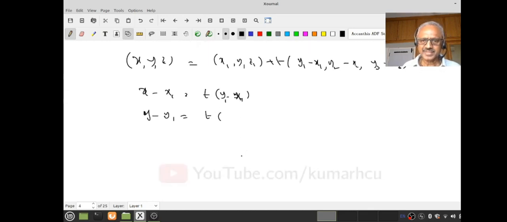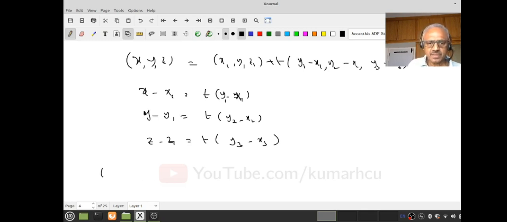Please correct me, okay? And this Y minus Y1 will be T times the second coordinate, that is Y2 minus X2, and Z minus Z1 is T times Y3 minus X3. Therefore if I eliminate T, what do I get? T equals X minus X1 by Y1 minus X1. You can also write it as X minus X1 by Y1 minus X1 equals Y minus Y1 by Y2 minus X2.